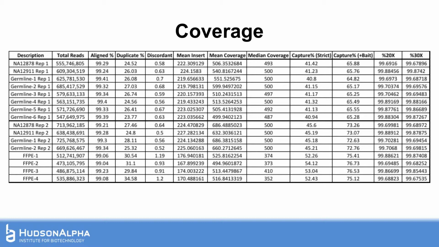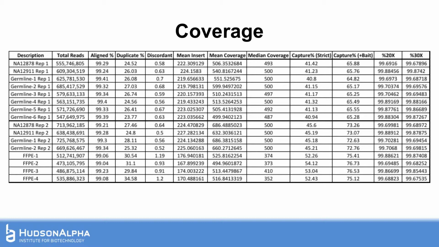Capture efficiency was really about where it was expected, which is shown in the columns on the right-hand side, both percent in capture strict and percent in capture plus bait. And then, of course, the 20 and 30x numbers. And it probably comes as no surprise that at 500x coverage, all of the metrics at 20 and 30x are well over 99%.